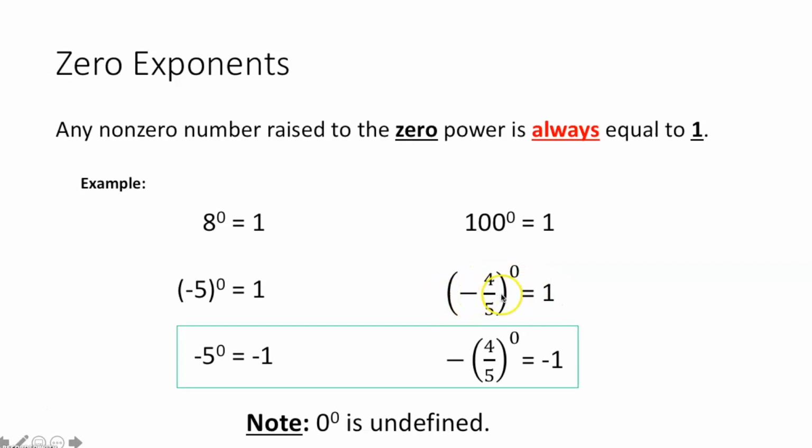Now notice the parentheses, I pointed those out because that makes a difference. Here, because there's parentheses around the negative 5, we're raising that whole number to the zero power. That's going to equal 1.